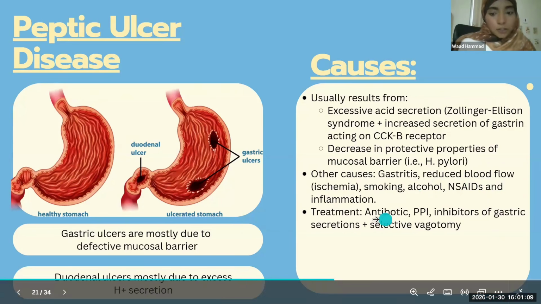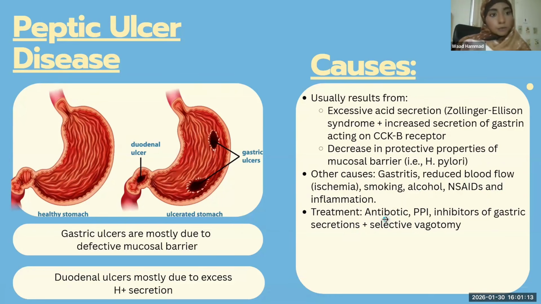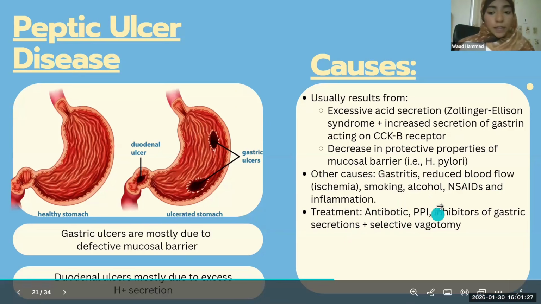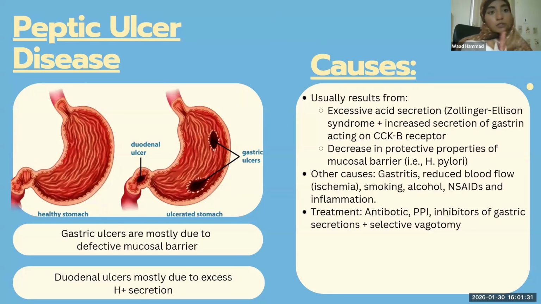And the treatments for this: one, it can be an antibiotic, and this is in the case that the reason for your peptic ulcer is H. pylori, because H. pylori is a bacteria. So if you use antibiotics, it could decrease H. pylori so that the protective property of your mucosal barrier will be better again. And then you can also have PPIs, proton pump inhibitors. Again, as the name indicates, it just stops the proton pumps from secreting protons, so it's safer for you and your stomach and everything.